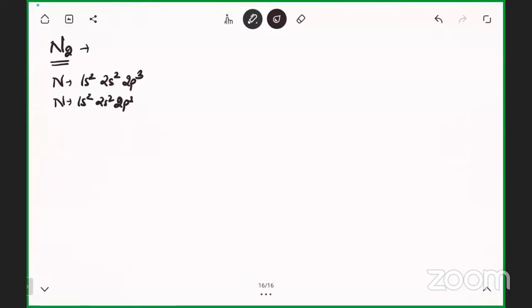Again, next N2. If one nitrogen has 7 electrons, it means the N2 molecule will have how many electrons? 14 electrons. Okay, just start doing the configuration. Sigma 1s2, sigma star 1s2, sigma 2s2, sigma star 2s2. Then pi 2px is equal to pi 2py, 2 electrons each. How many electrons are filled now? 12.